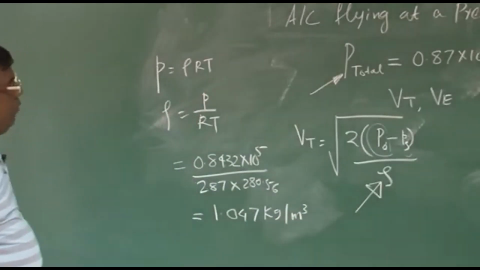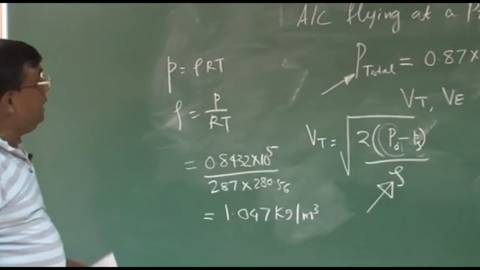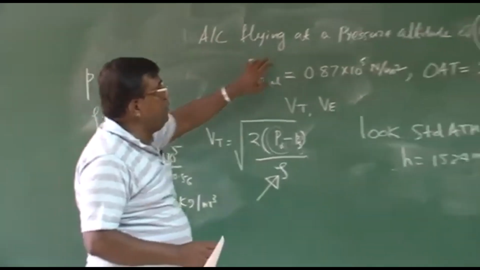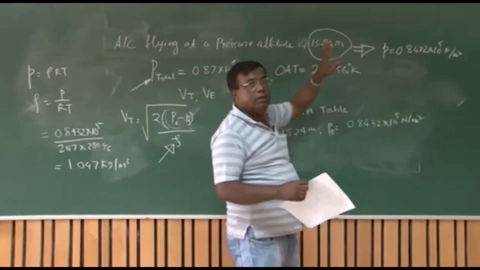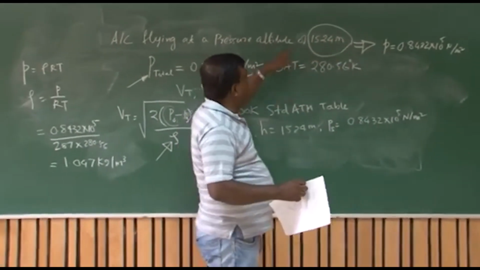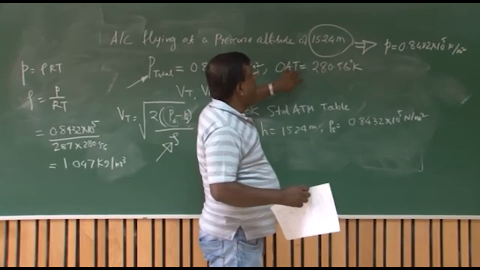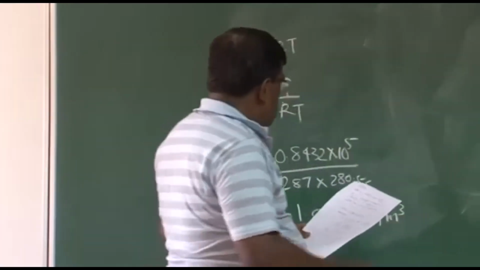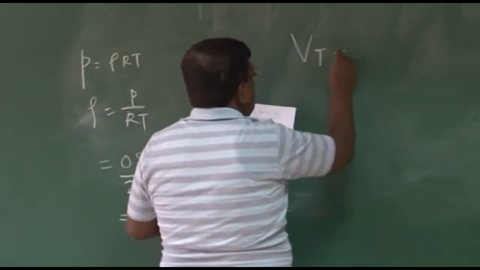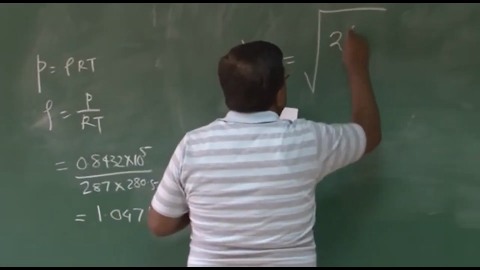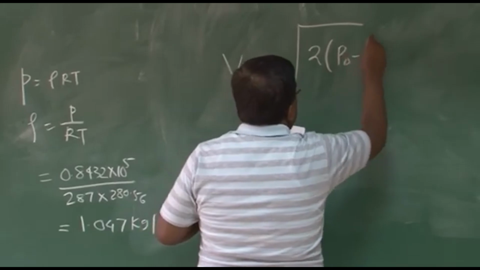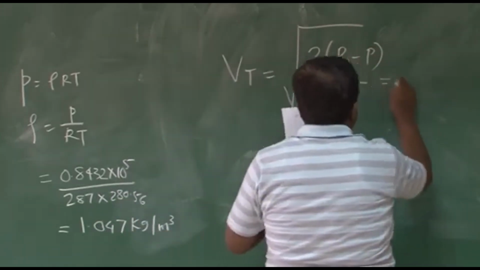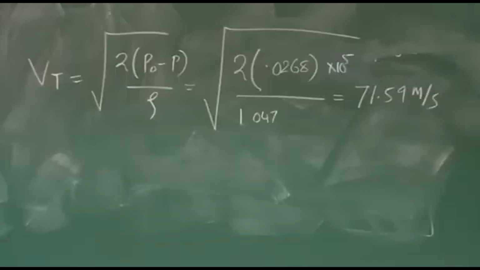So what is this 1.047 kg per meter cube? It is the density of air where the pressure altitude was 1524 meter. And what have I used? I have used additional information, whatever the outside air temperature was at that altitude. Okay? So I have to find V true. V true, I know it is square root of 2 times P naught minus P by rho. By now I know the value of rho. So I substitute this, and it is 71.59 meter per second.